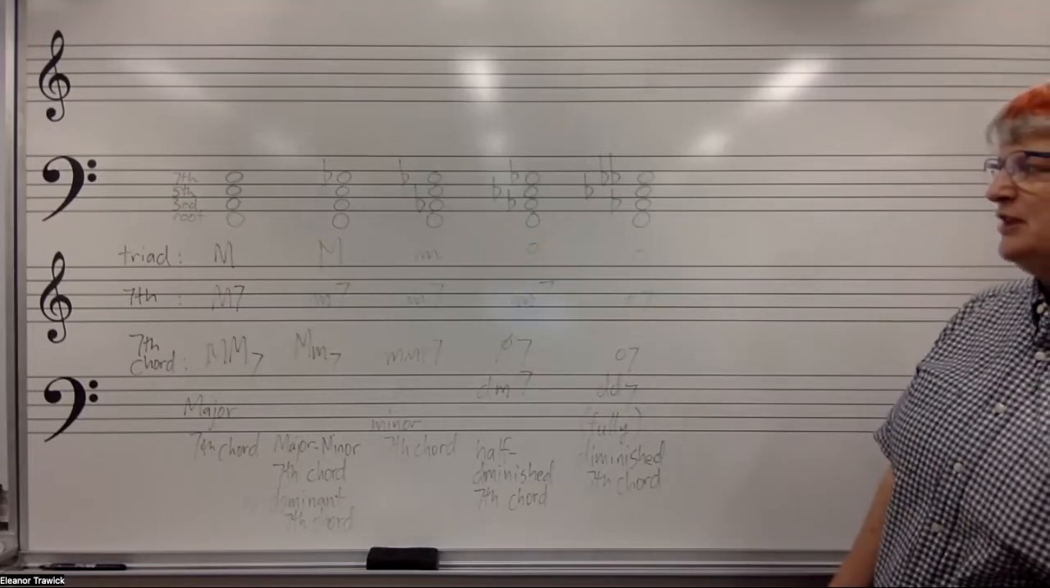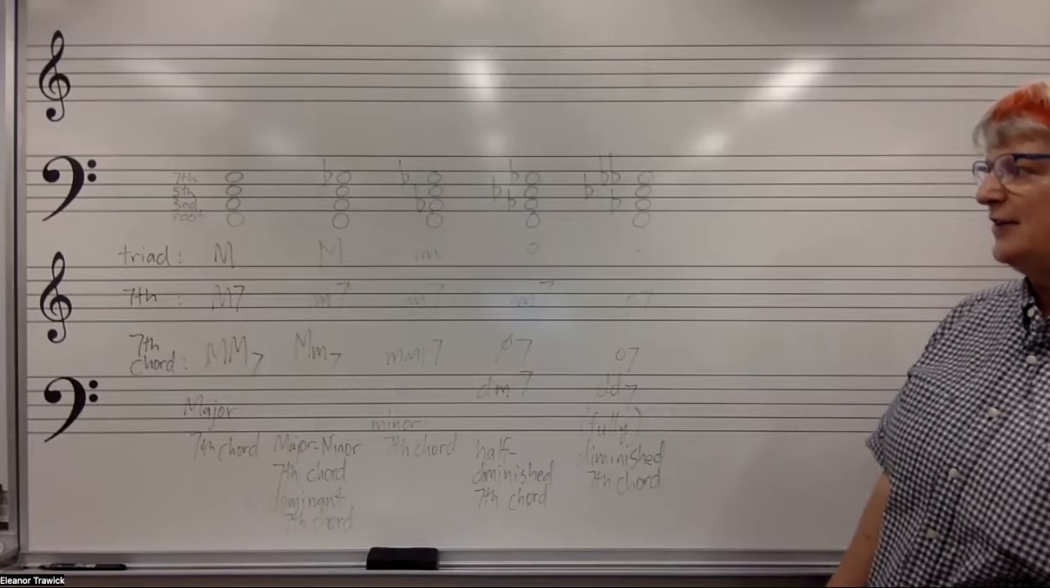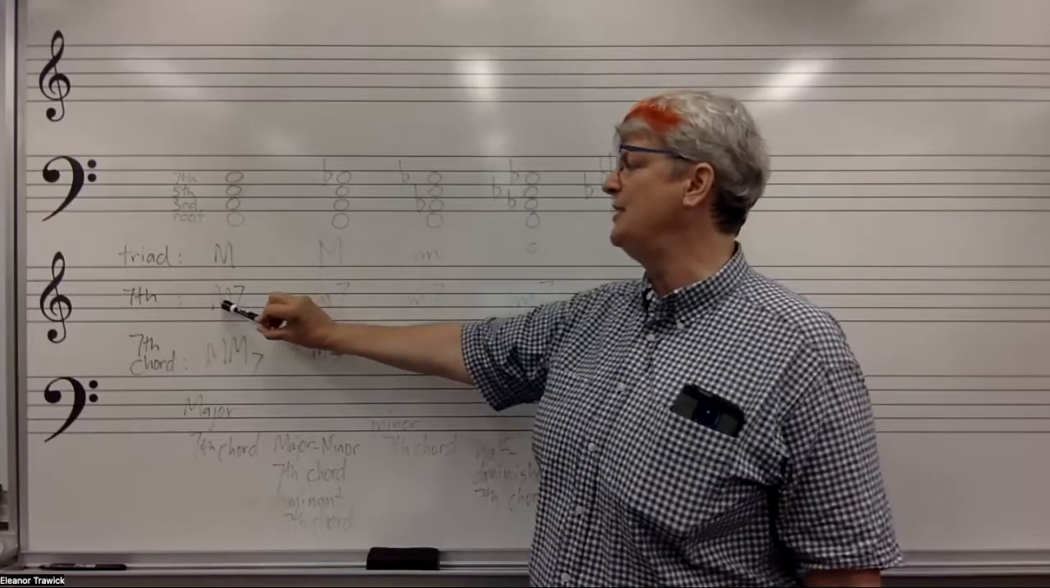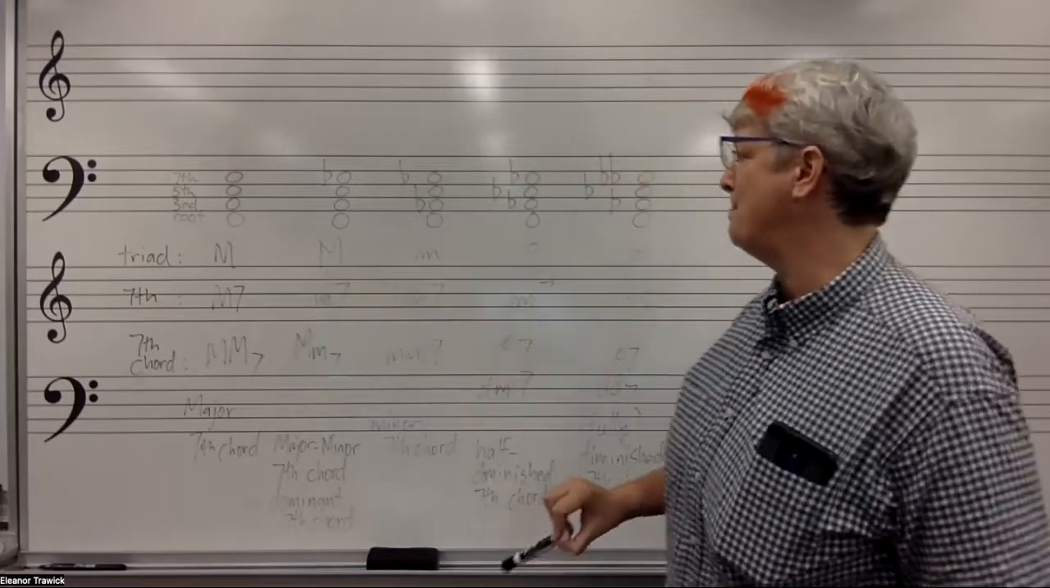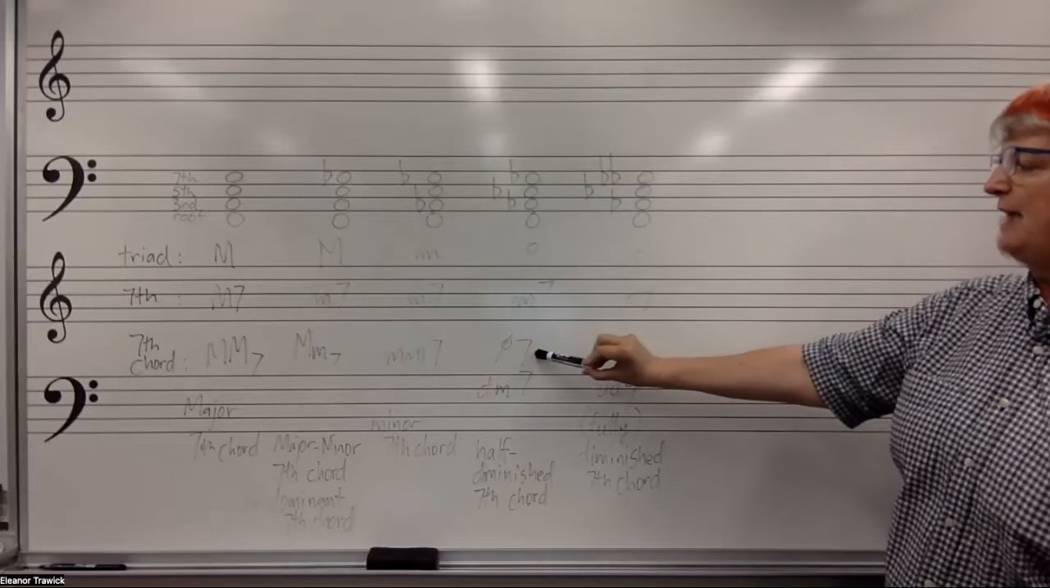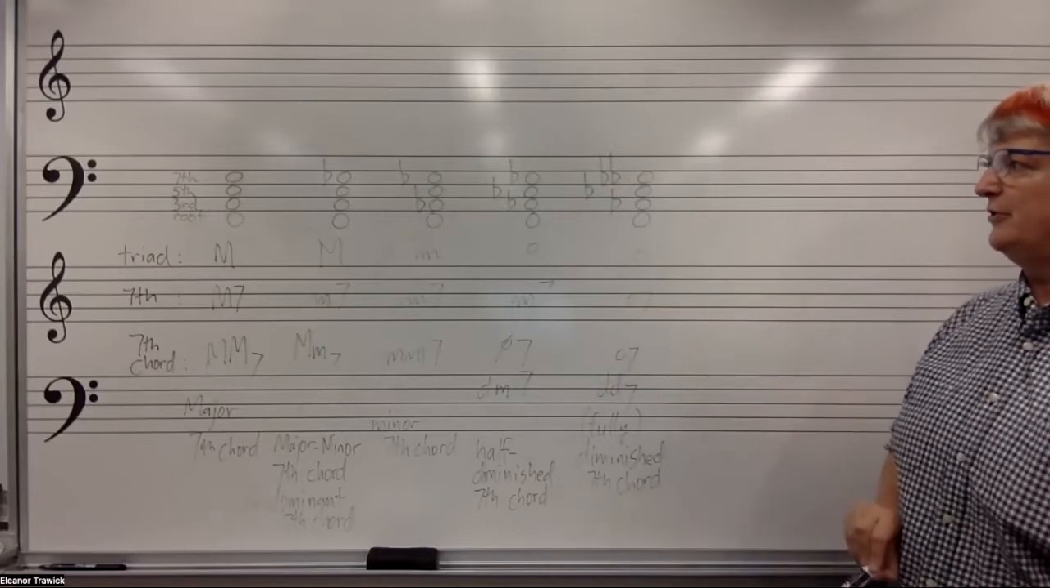Nor can you put a diminished seventh on a minor triad. With a major triad, you have two options. You can either have the major seventh or the minor seventh. And with the diminished triad, you have two options. You either have the half diminished seventh or the diminished seventh.